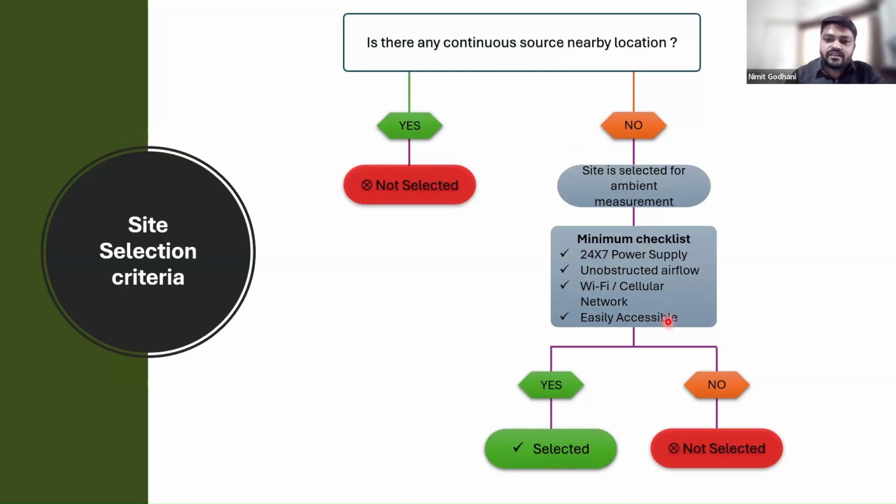Easy accessibility means that when we need to go for further instruction, calibration, or replacement and maintenance, the site is easily accessible to every technician or person who is going there. If we meet these criteria, then this site will be selected for the installation of the device, and otherwise not.